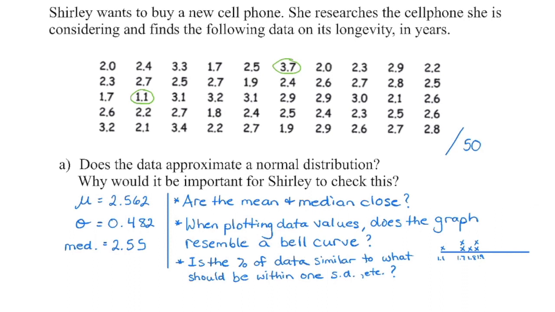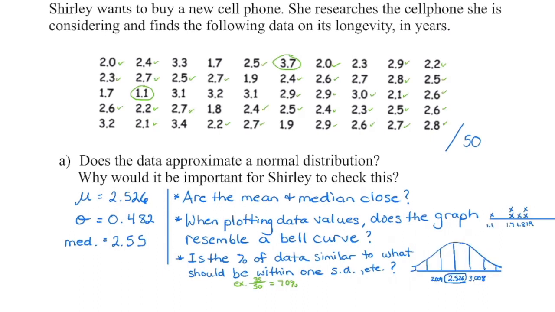And the other thing you could do is check. Knowing that 68% of our data is within one standard deviation, and knowing what that standard deviation is, you can count out of those 50 values, how many of them would fall within that range. Is it close to 68%?